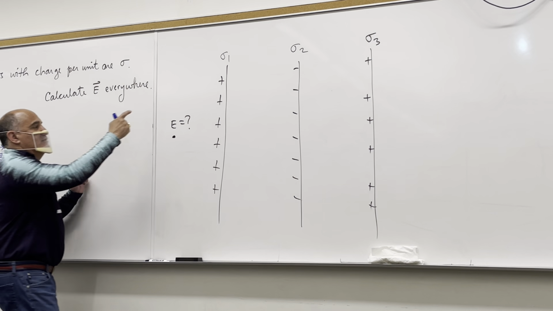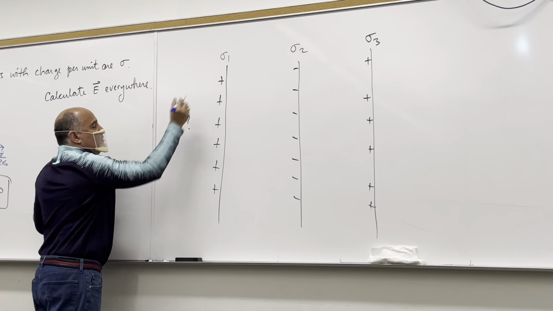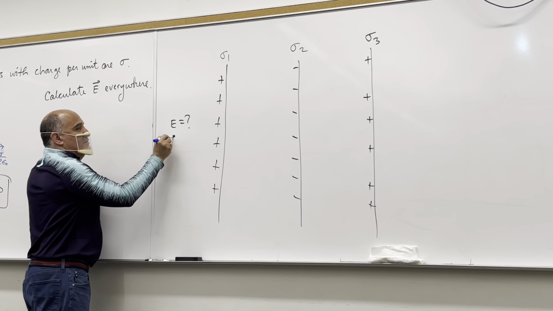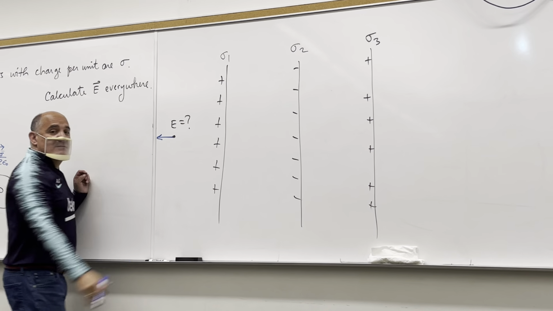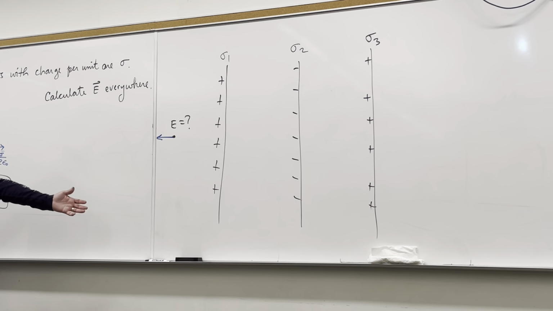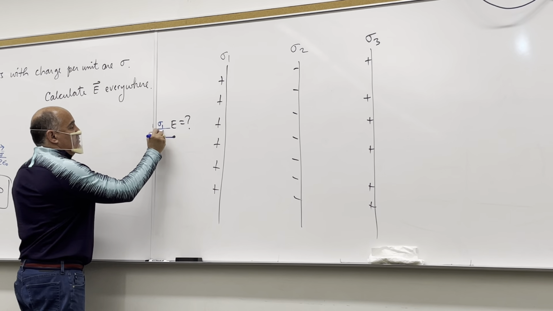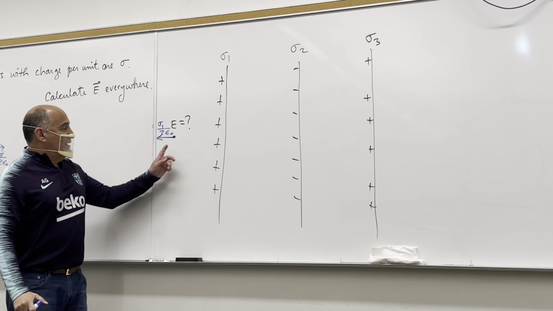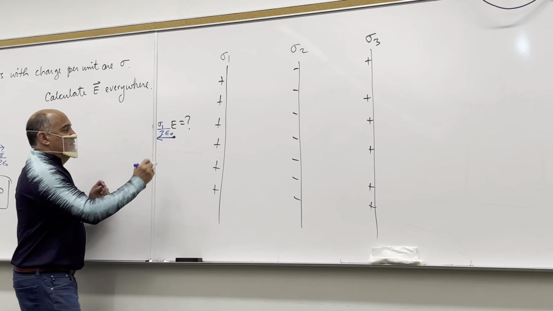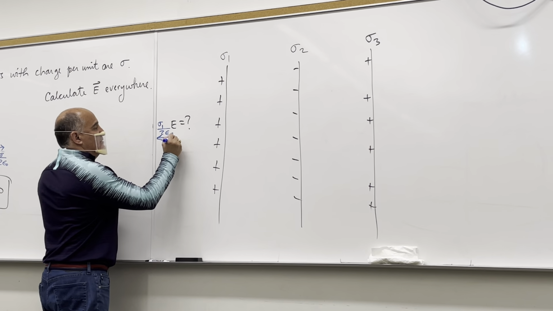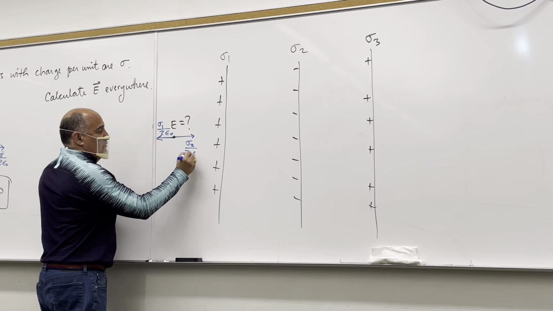the positively charged sheet will generate an electric field here pointing which way? The sigma 1. Which way? To the left? Away from it, right? And what's the magnitude of that? Sigma 1 over 2 epsilon naught. What about the electric field there due to the negatively charged sheet? To the right. And how big is that going to be? Sigma 2 over 2 epsilon naught.